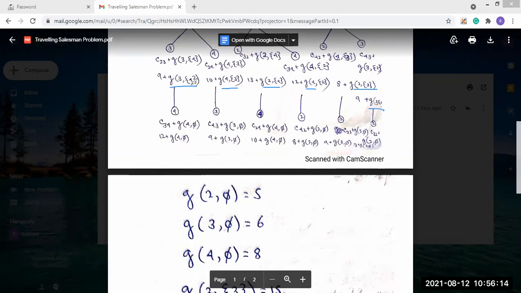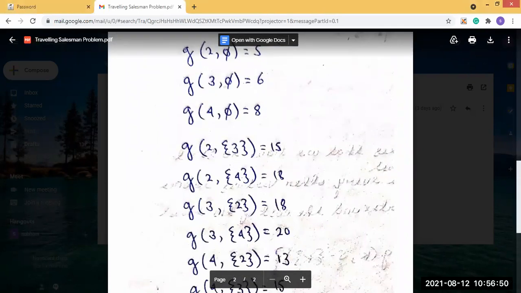So how will we calculate this value? 3 to 4. This 3 to 4 value we get from where? By adding this 12 and 4 to 1, the value we get is 8. So 12 plus 8 is 20. So that means this value, our 3 to 4, is 20. You see, 3 to 4, the value is 20.